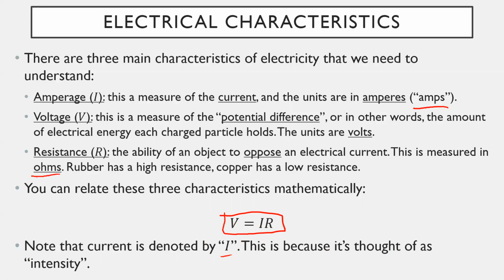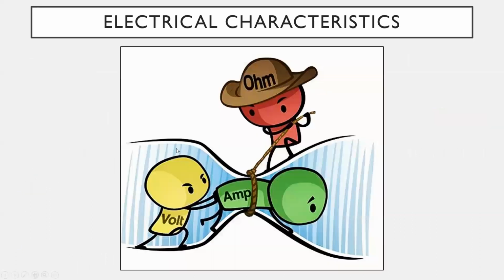Current is basically just how intense that electrical circuit really is, right? So in other words, just how much intensity is in there. That's a good way of thinking of current. But we'll get into that a little bit later too.